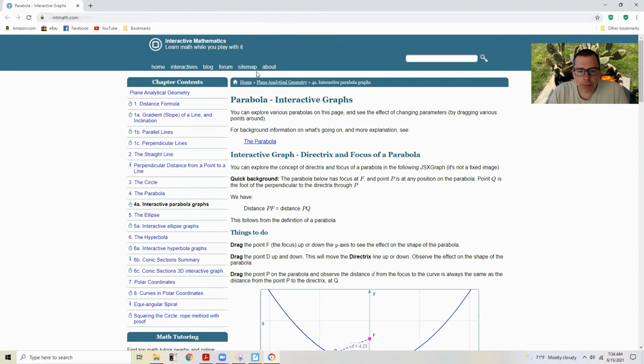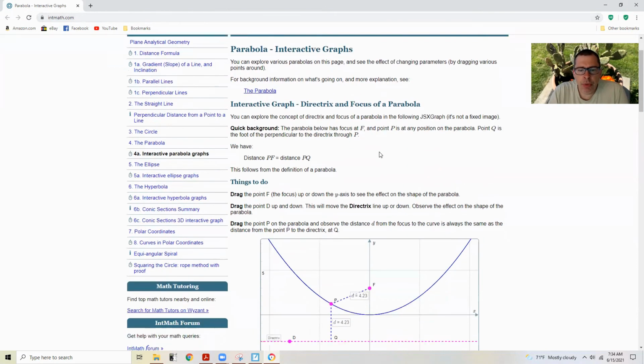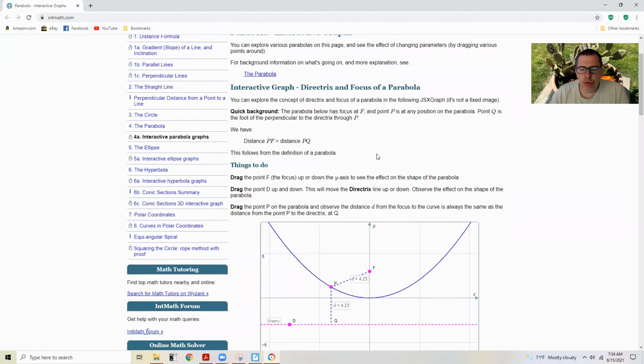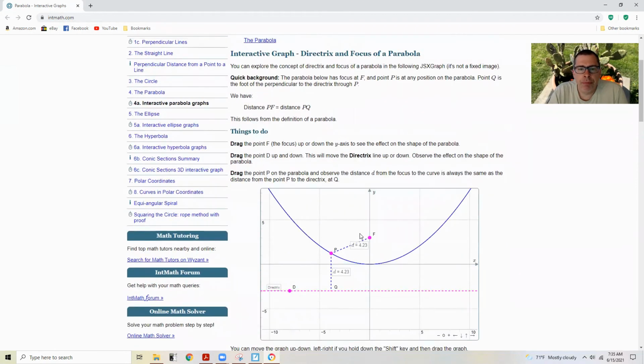It's actually pretty neat. Basically it is a program that allows you to move the focus, the directrix, and a point on the parabola to show the properties of a parabola. The distance from P, the point on the graph, to the point F, the focus, is always going to be equal to the distance from that same point P to a point Q on the directrix, which it says right here. That comes from the definition of a parabola.